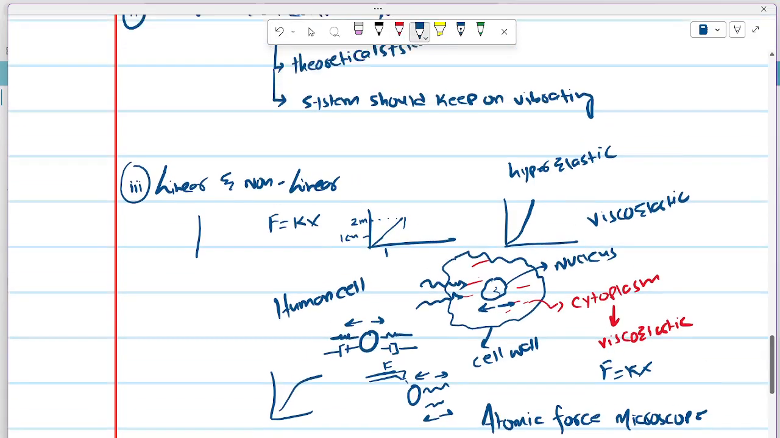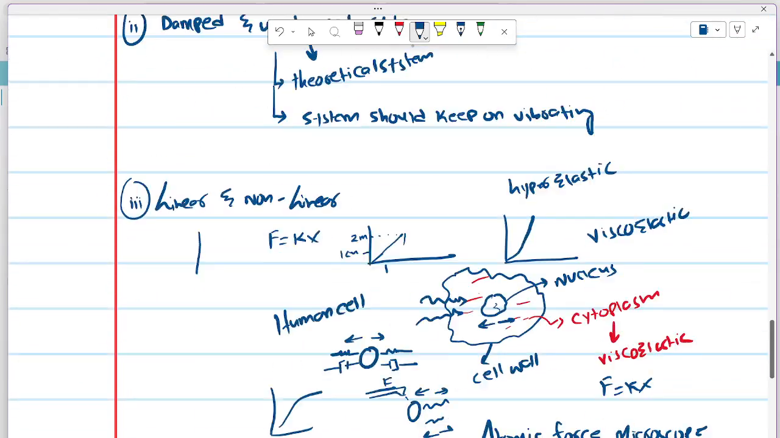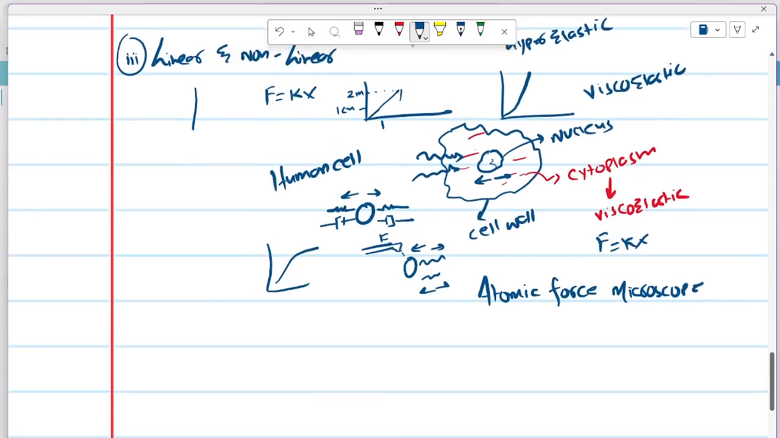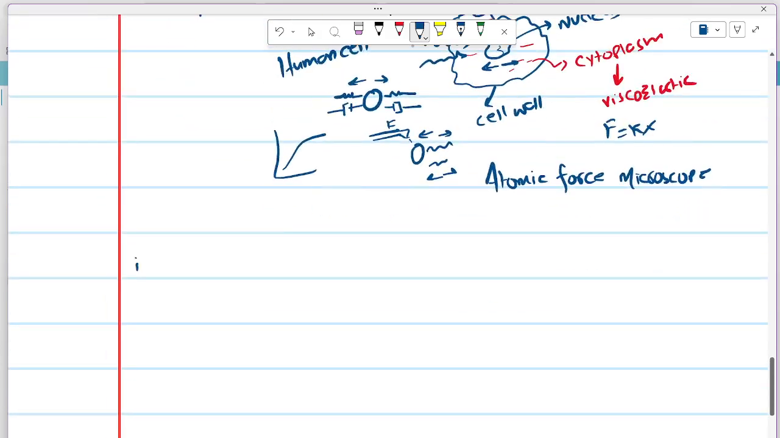Now the fourth basis on which you can classify your vibrating system is whether it's a random vibration or it's deterministic. That's called deterministic.